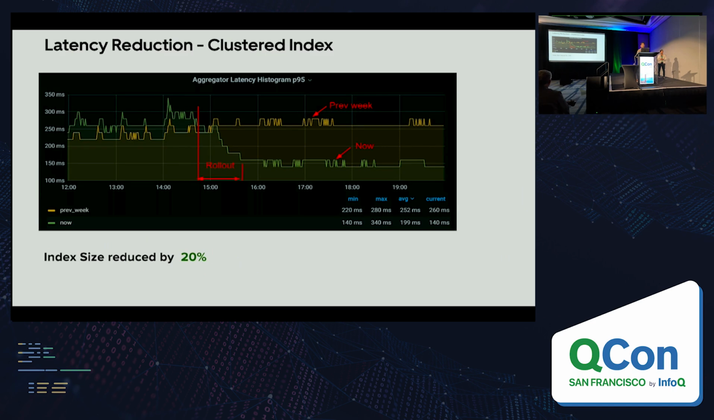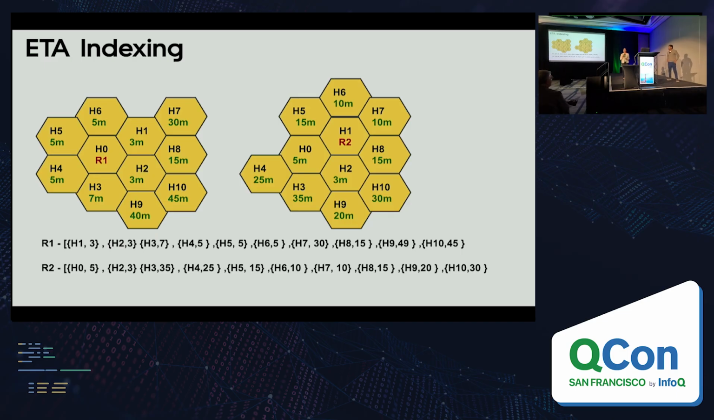Here's the overall improvement in latency that we observed when we rolled out this clustered index layout. You can see more than 50% improvement in P95. We also see equal improvement on P50 latencies as well. And the other benefit is that index size reduced by 20%. Next, I'll hand over to Janani to talk about the ETA indexing.